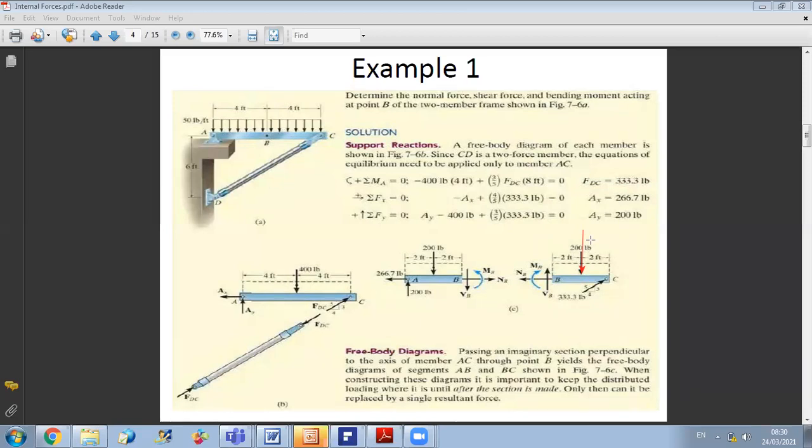So now I am ready to write the three equilibrium relations in order to get the values of N, V, and M. So to start with, I can write that sum of forces along X equals 0. So the first relation will be sum of X equals 0. So I have plus FCDX. So FCDX is FCD times 4 over 5.